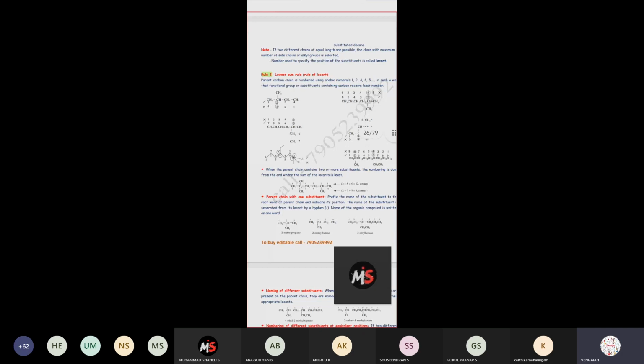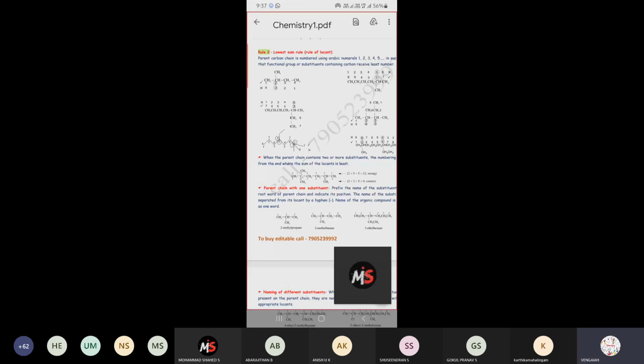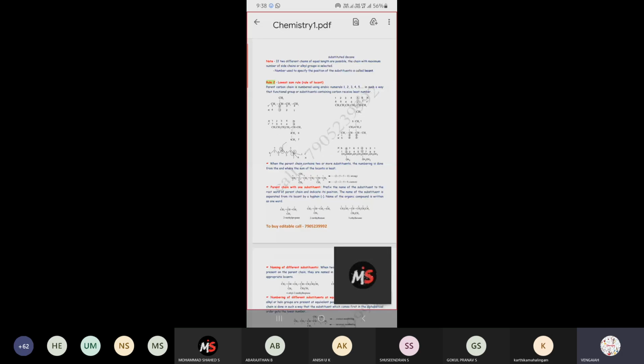Parent chain with one substituent: third point. Prefix the name of the substituent to the root word of the parent chain and indicate its position. The name of the substituent is separated from its locant by a hyphen symbol. For example, 2-methylpropane: between 2 and methyl there is a small hyphen. Even 3-ethylhexane. Between the number and the name, follow the hyphen symbol. Don't keep any full stop or commas. Mention the hyphen compulsorily.